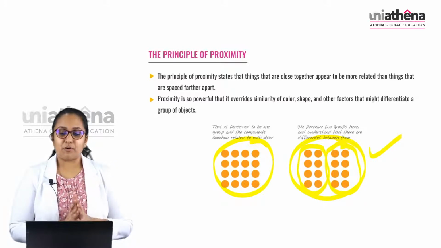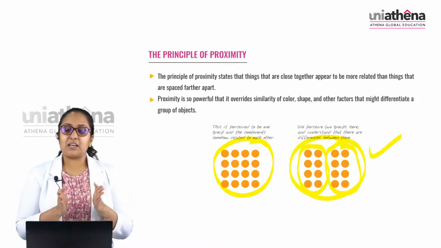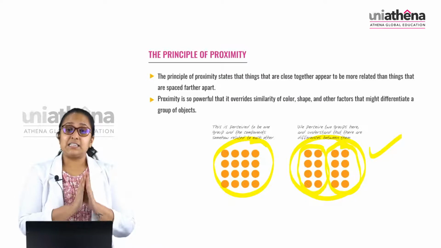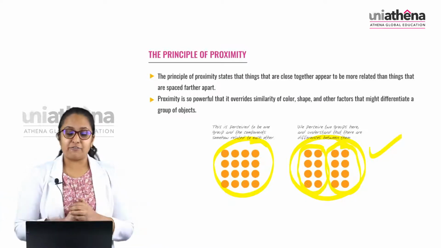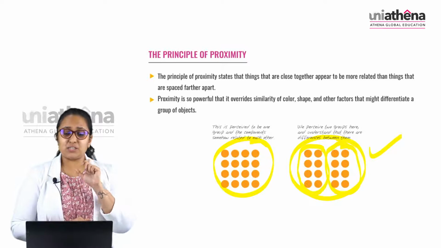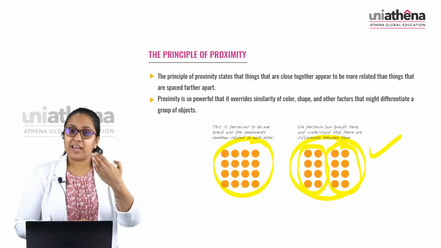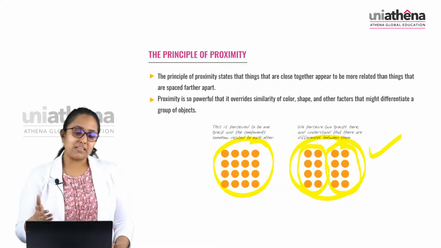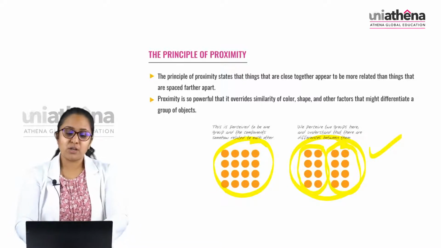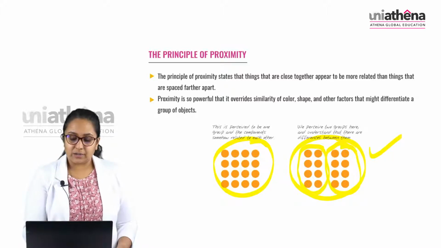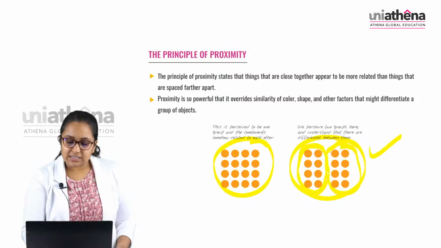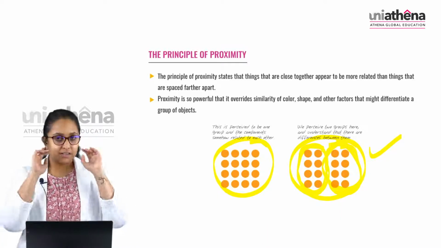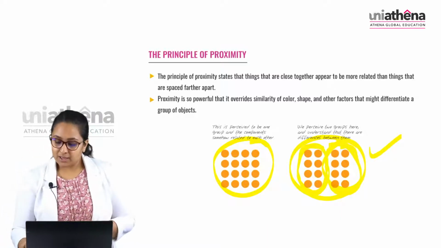The principle of proximity states that things that are close together appear to be more related than things that are spaced further apart. So, proximity is so powerful that it overrides the similarity of color, shape and other factors that might differentiate a group of objects. So, no matter whatever shapes are included, if we are able to see it in this way, definitely we will find it in two different groups. That is how the tendency of the human eye works.